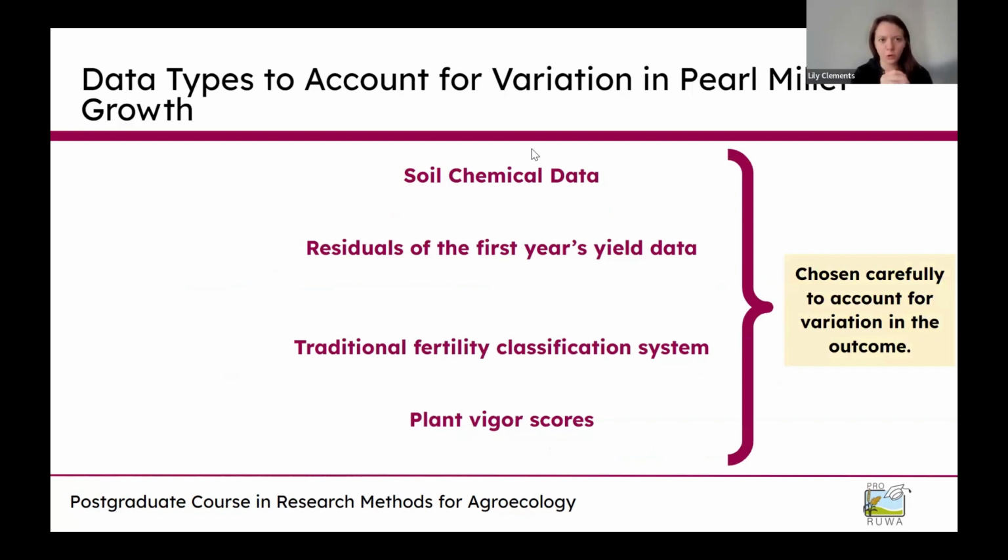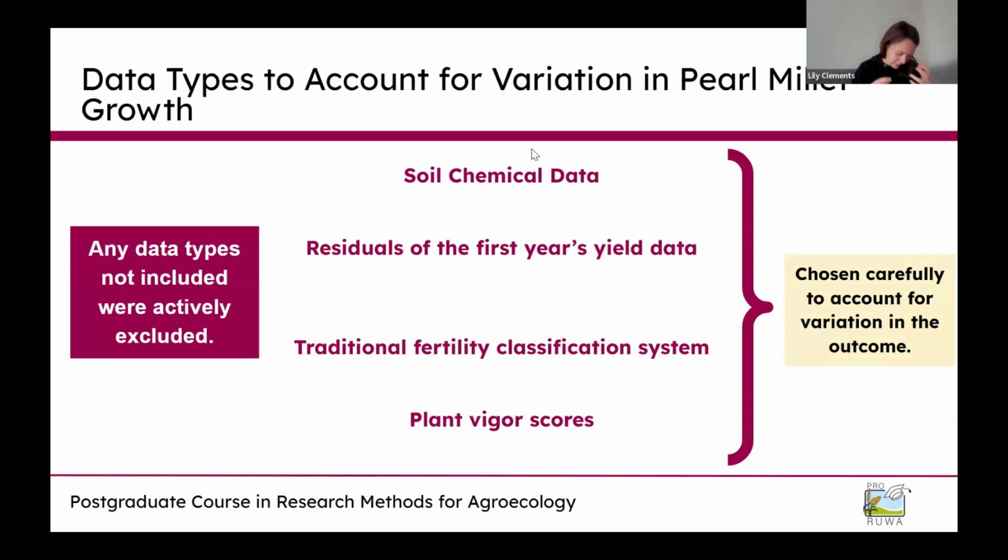Now, these 4 data types were chosen very carefully to account for this variation in the outcome. And one question I guess we could ask is, why these 4? Information goes into it in the paper, where they've looked at previous literature as well. And I really strongly invite you to have a little look into that to understand a little bit more of the processes behind making these sort of decisions.